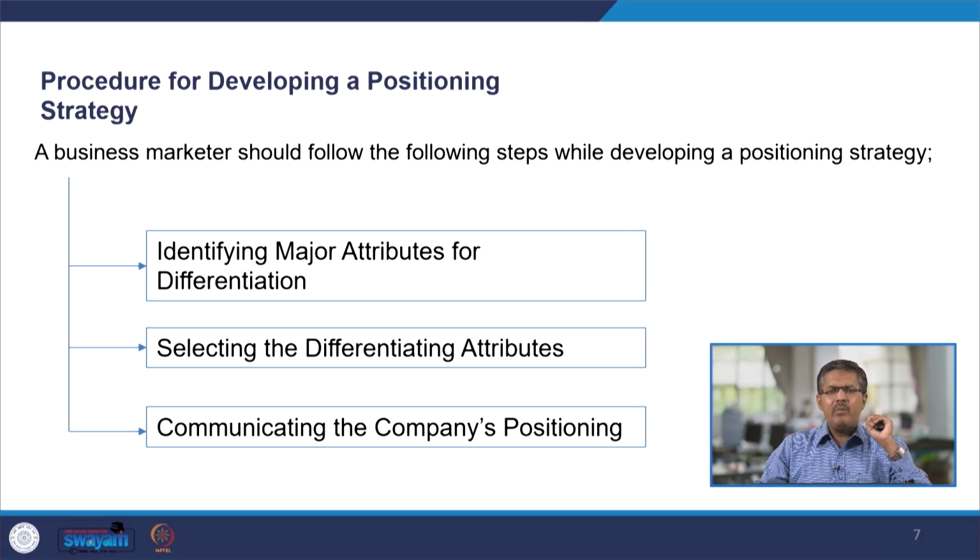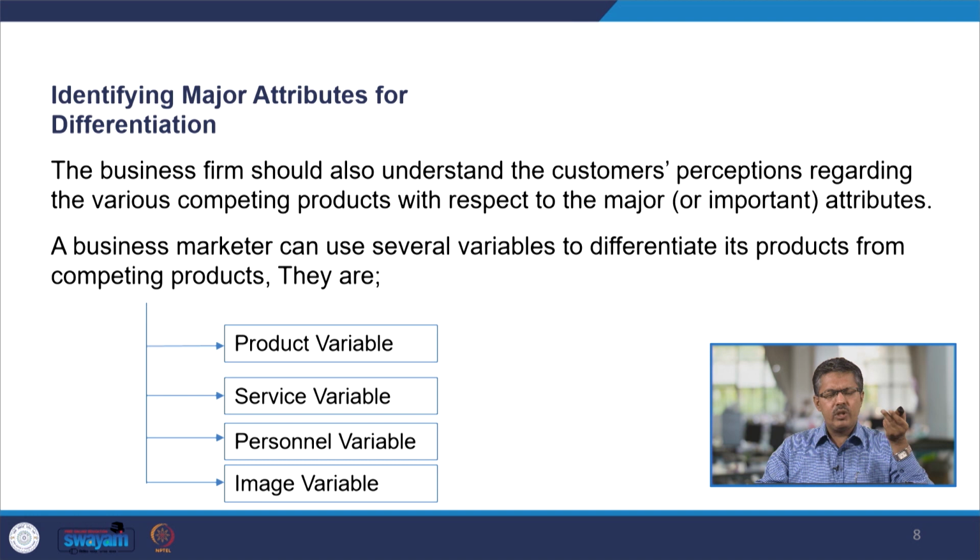For the procedure for developing a positioning strategy, there are 3 important things that you have to do one by one. First, identify the major attributes for differentiation. Second, select the differentiating attributes. I first identify, then select, and then communicate. Identify is the keyword here, then select, and then communicate. By doing these 3 you can position your product.